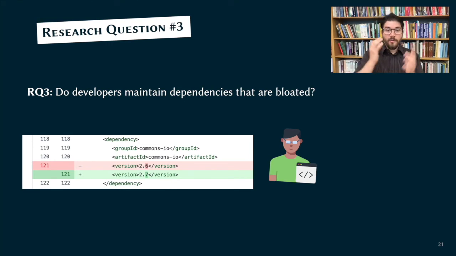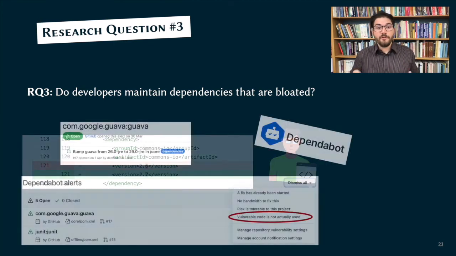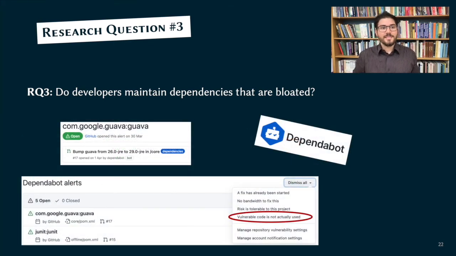We filter all the commits in our dataset that constitute dependency updates. The figure shows an example of one such commit. In this case, a developer manually updates the dependency of Apache Commons I/O from version 2.6 to version 2.7. During our analysis, we noticed that many of the dependency updates were performed by Dependabot. This is a software bot very active on GitHub that alerts developers about security issues related to their dependencies.